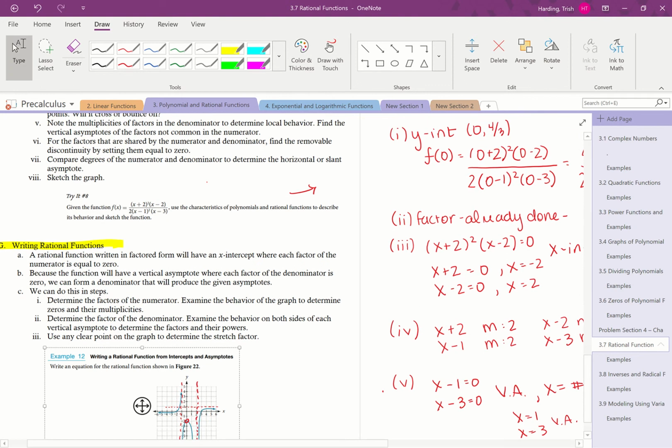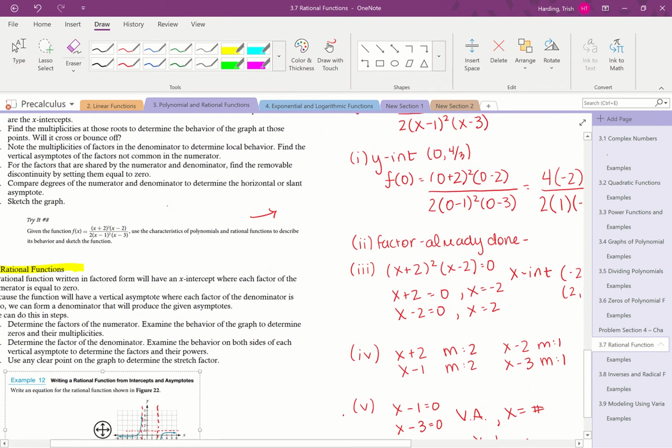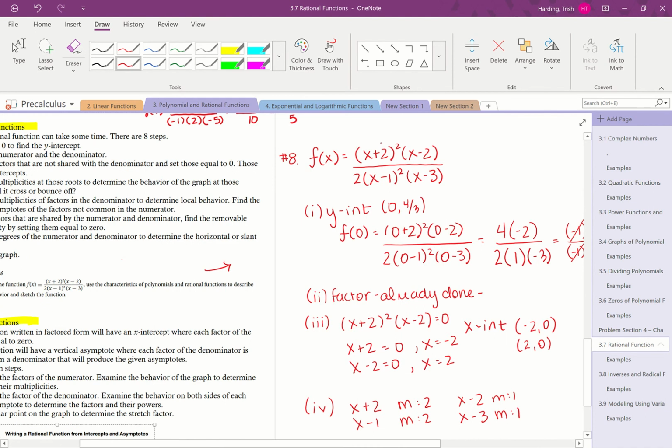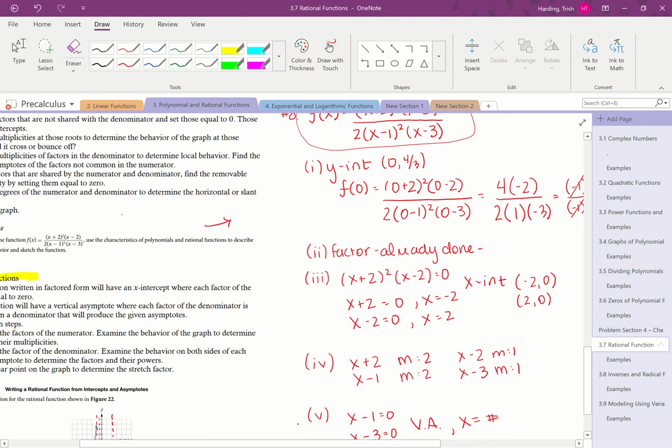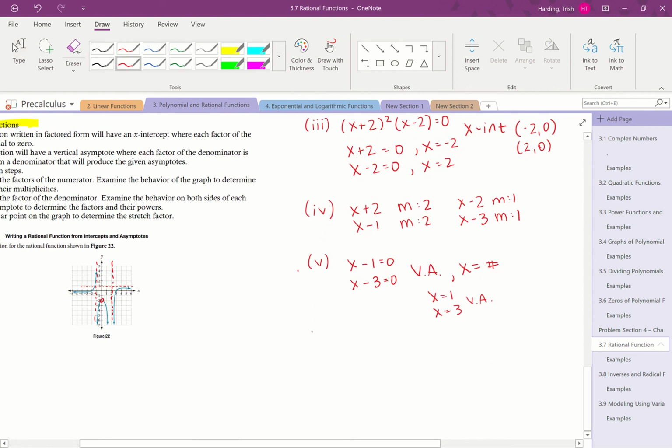Now notice that the next one is a removable discontinuity. We don't actually have any removable discontinuities, and that is because we do not have any factors in our original that would cancel out. Sometimes you will, and you'll just have to make note of those. So a removable discontinuity, we don't have any. That is 6.